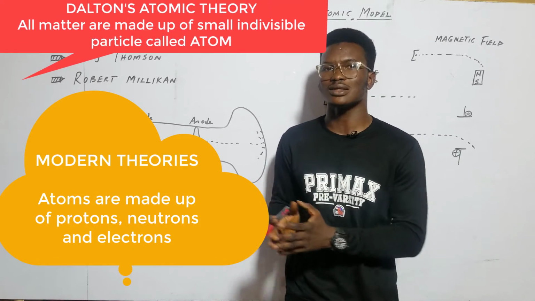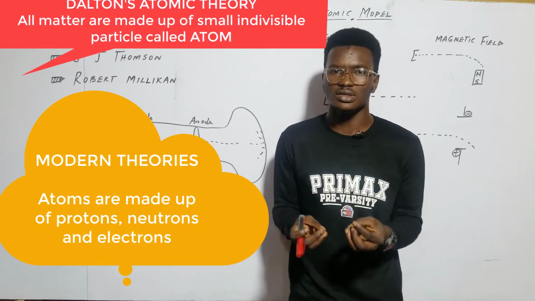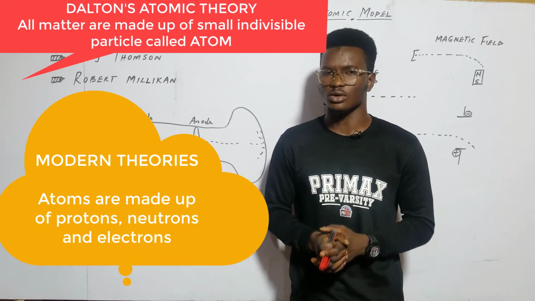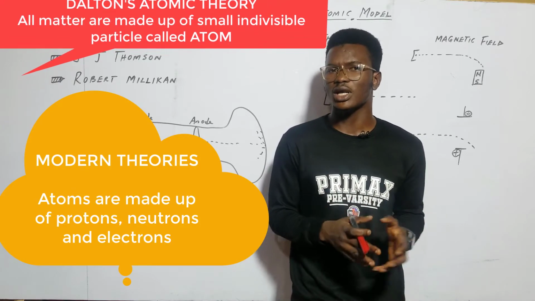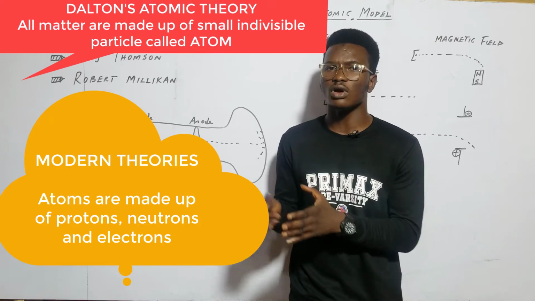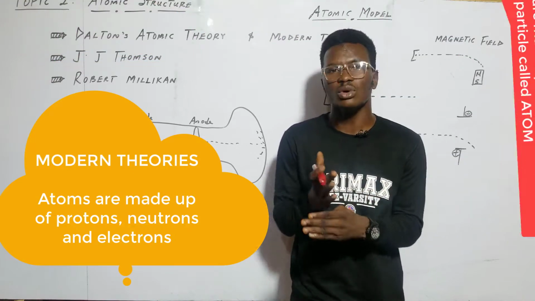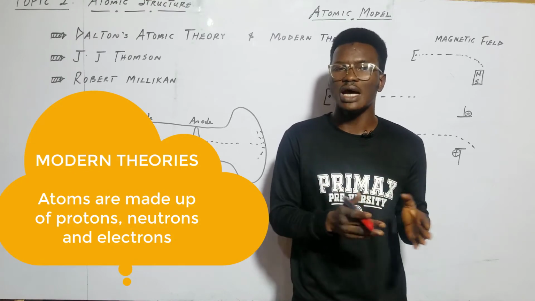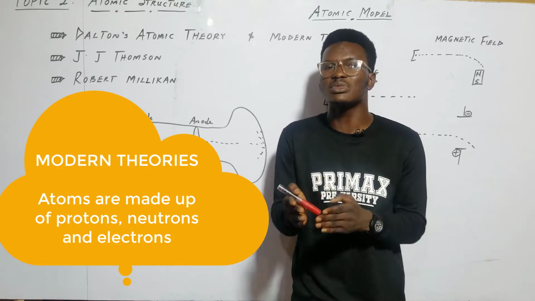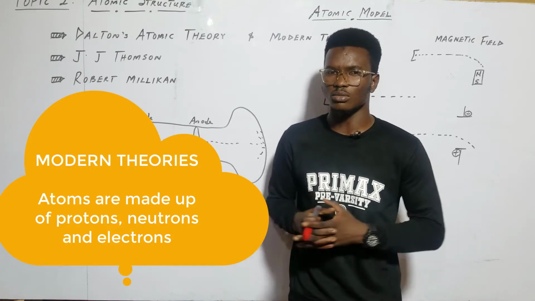Now, modern theory made us to know that we have what we call the subatomic particles. So if John Dalton described the atom as indivisible, then where did we get the subatomic particles? This modern theory proved that the discovery of protons, neutrons, and electrons made us to know that atoms can be divided. Atoms described as indivisible can be divided into those subatomic particles.